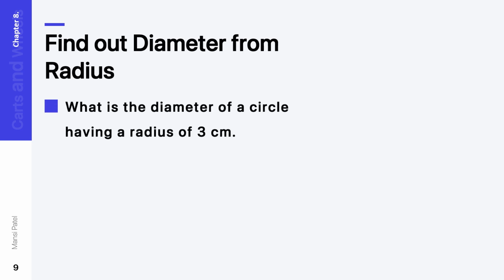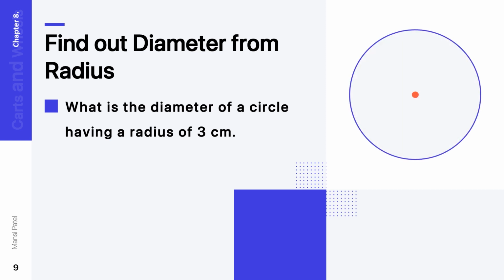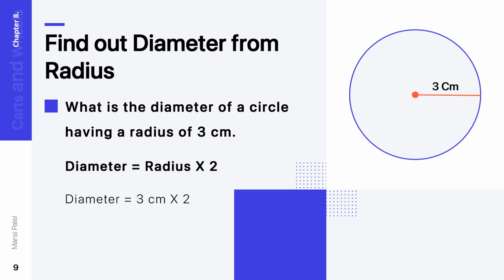In this, what is the diameter of a circle having a radius of 3 centimeter? Here, the measurement of the radius is 3 centimeter, and for this radius we have to find out its diameter. To find out the diameter, we have to write radius multiplied by 2. So what is the radius of the circle? 3 centimeter. 3 centimeter multiplied by 2. So 3 twos are 6 centimeter. So the diameter of the circle is 6 centimeter.